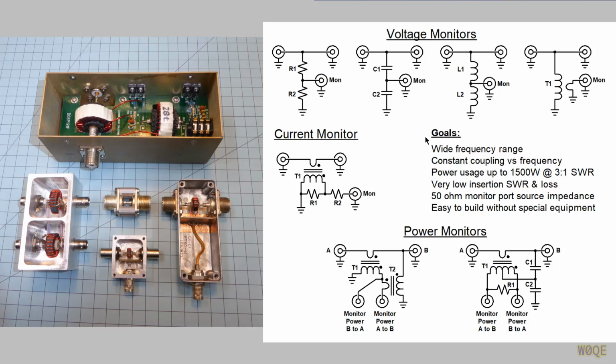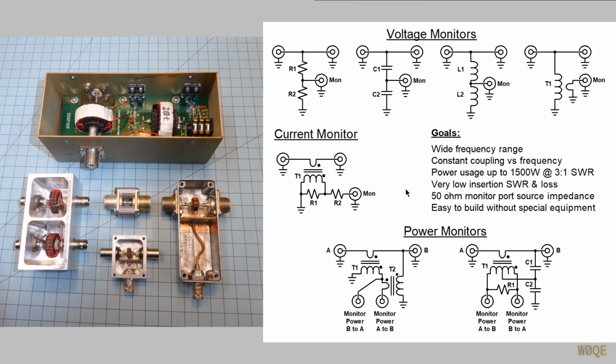It needs to have very low insertion loss. All these circuits here have very low insertion loss. They need to also have low insertion SWR. The circuit itself cannot alter the SWR on the line appreciably. And consequently, that's the reason why all these impedances up here needed to be high. That impedance needed to be low, and that type of stuff.